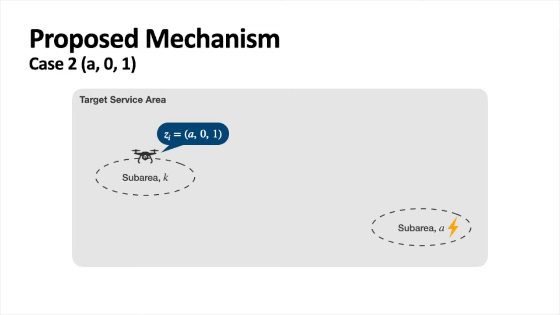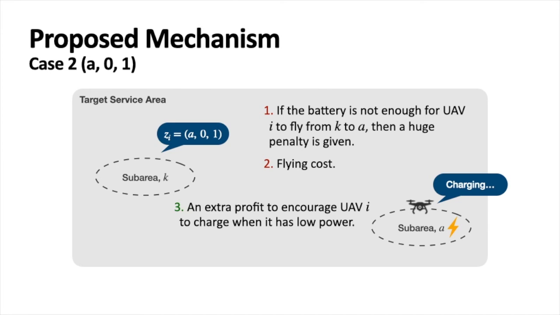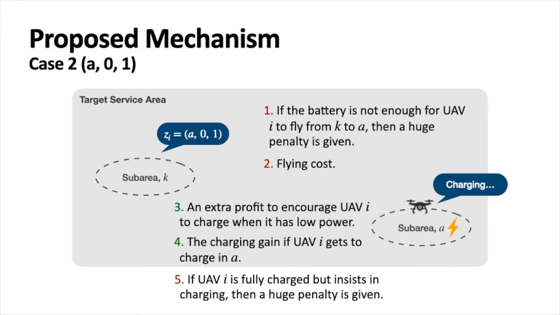In the second case, UAV I wants to fly from K to A and alternatively charge there. The same, if UAV I's residual power doesn't allow it to fly to A, a penalty is given. Otherwise, the flying cost. And don't forget about the extra profit which encourages UAV I to charge. Furthermore, UAV I gets the charging gain from A. Yet, when UAV I is fully charged but insists on charging, a huge penalty is given. So this is in fact a term to prevent the fully charged UAV from occupying the charging slot.